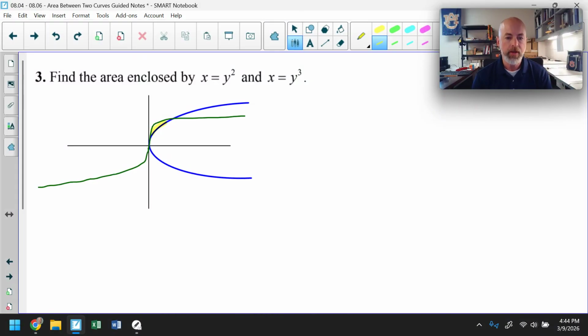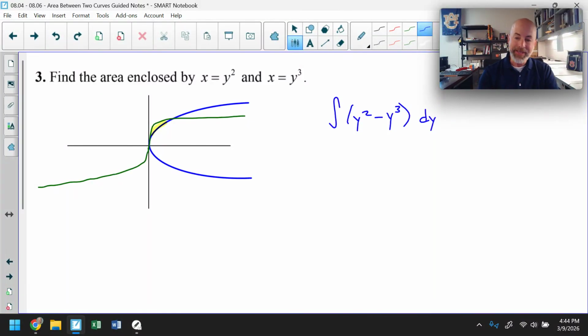leaving this tiny area right here. And I could do top minus bottom on this one, but I'm going to do right minus left because the functions are already in terms of y, and I can look at that region, and my right curve is the parabola, y squared. My left curve is the y cubed graph, dy.